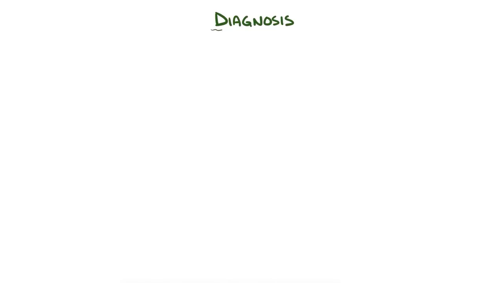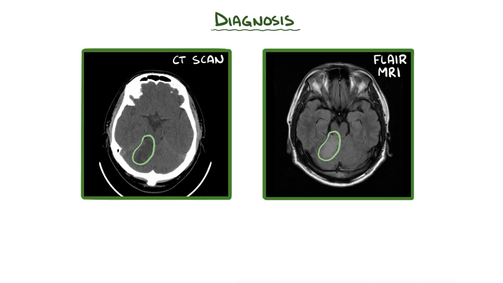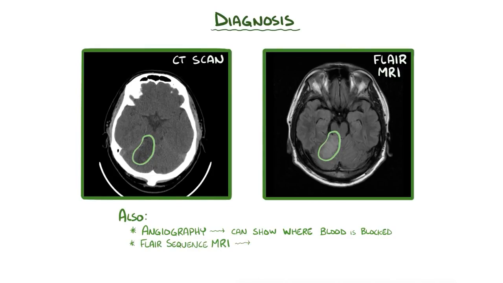To diagnose and confirm the location and size of an ischemic stroke, medical imaging with a CT or MRI can be used. Also, angiography, which uses a contrast injected into the blood, can help to visualize the exact location where blood flow is blocked within an artery. In addition, using FLAIR sequence MRIs, it's possible to distinguish a new stroke injury from an old one.